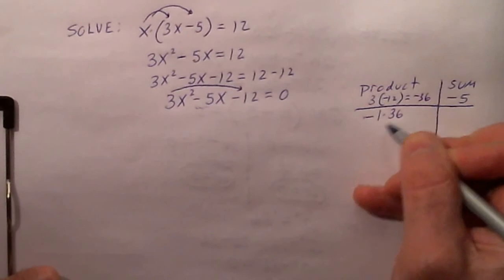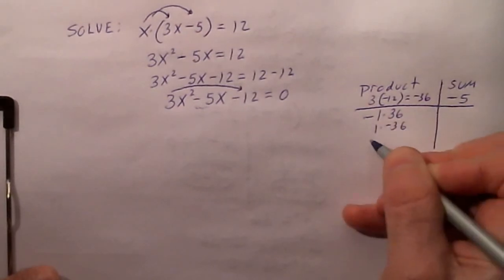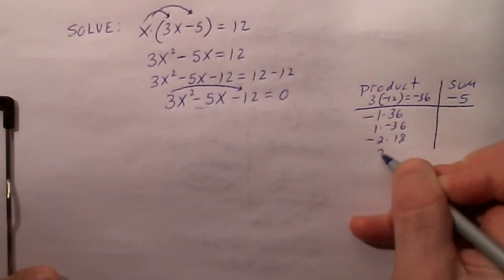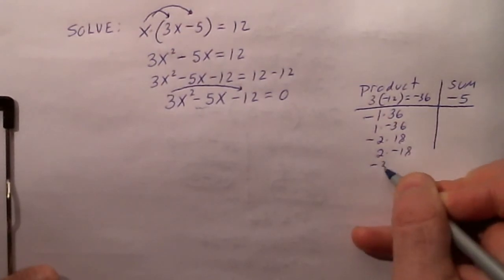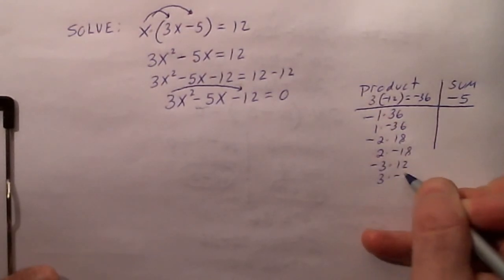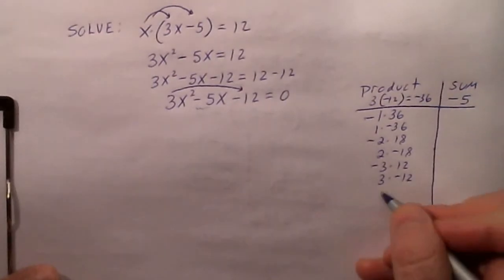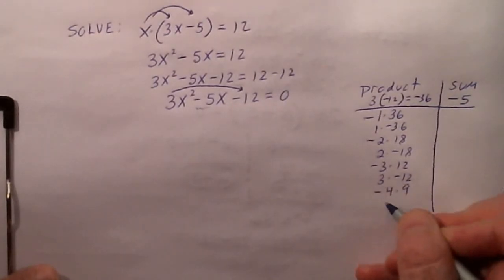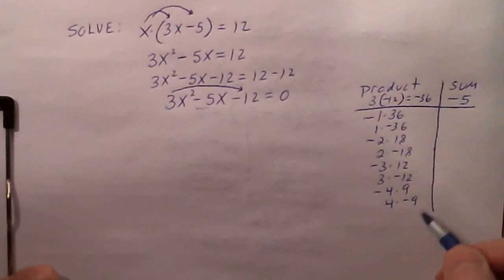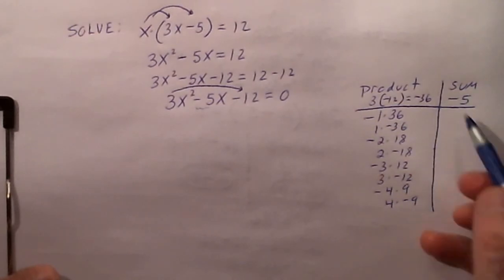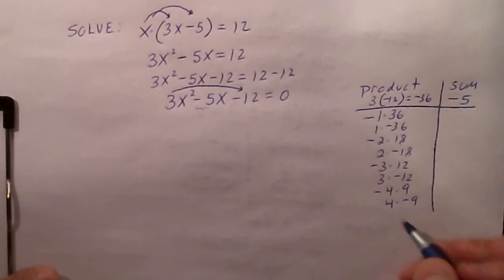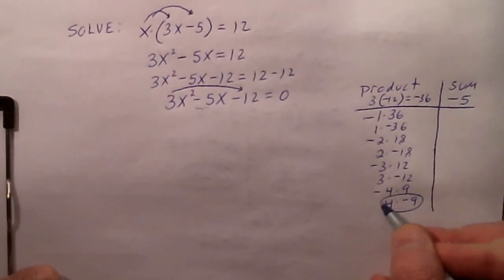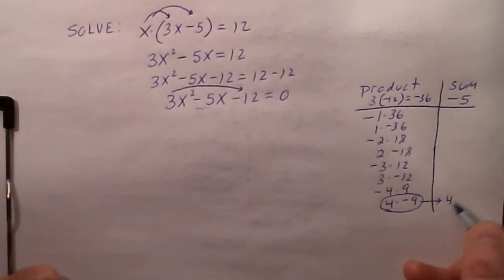Negative 1 and 36, 1 and negative 36, negative 2 and 18, 2 and negative 18, negative 3 and 12, 3 and negative 12, negative 4 and 9, 4 and negative 9. These are all the factors of negative 36. But there's only 2 in this list that do sum up to negative 5. And that would be the last factors down here that I listed, because 4 plus a negative 9 are the only ones that add up to a negative 5, our middle coefficient.